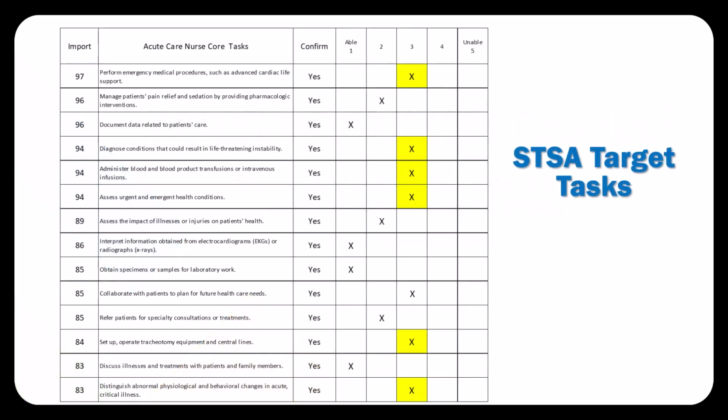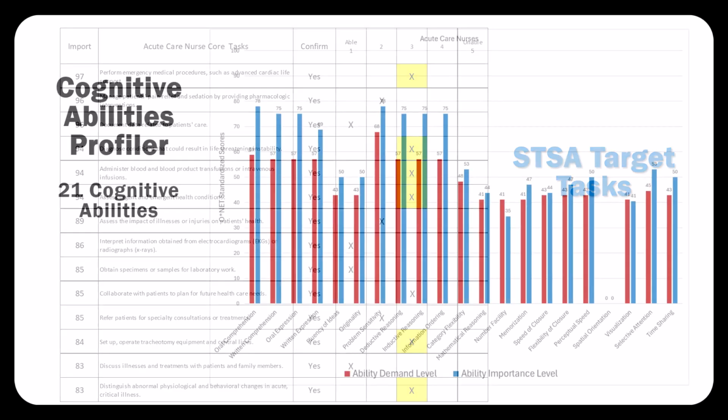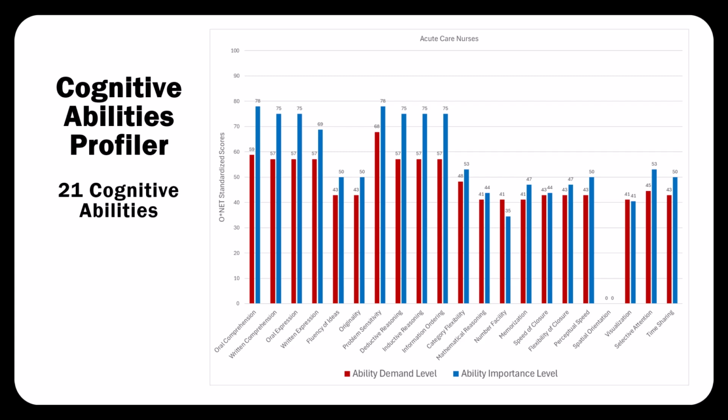Going back and taking a look at the STSA target tasks and using the CAP to measure the 21 cognitive abilities in her occupation, we come up with a rating of the ability demand level and the ability importance level for 20 of the 21. In her job, spatial orientation is just not important, but the other cognitive ability variables are important. So what do we do with these?